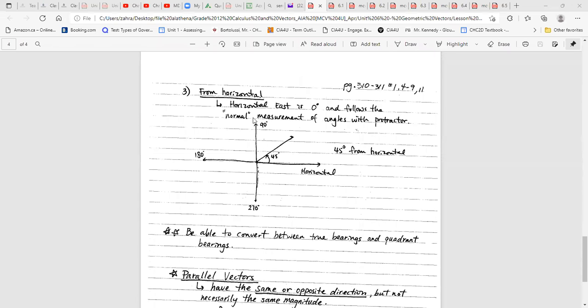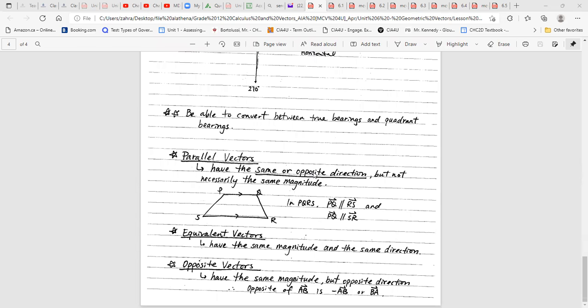Now from the horizontal, when you say, let's say 45 to the horizontal, you just simply draw a line that makes an angle of 45 with the horizontal. What is the definition of a parallel vector? Any two vectors that have the same direction. So let's say this vector and this vector, it doesn't matter, I move them around, they are also parallel, right? Any vectors that have the same direction, but could have a different magnitude, are parallel, they never reach each other.